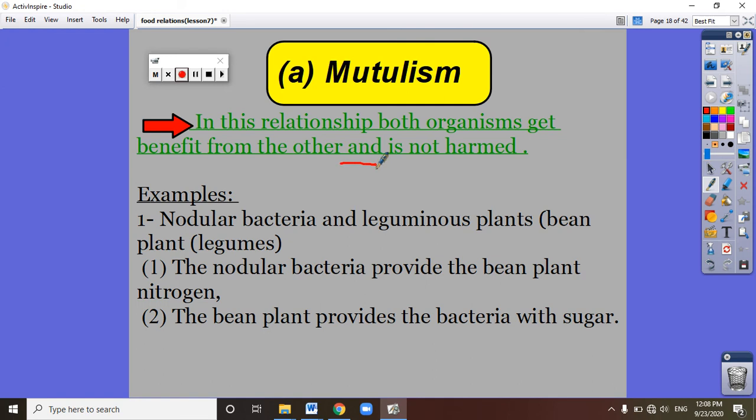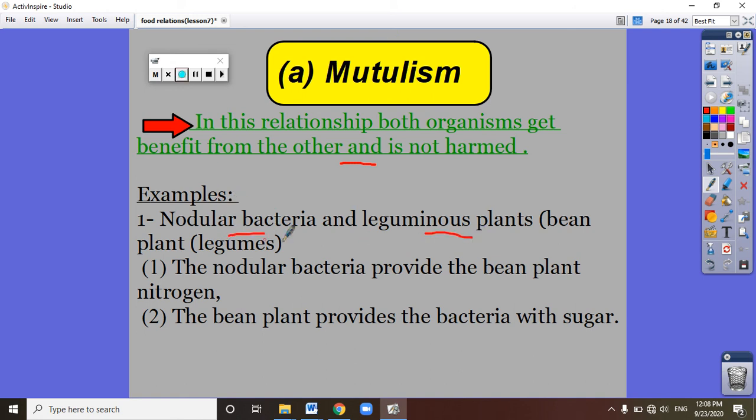What is the meaning of that? That means that the two living organisms, one of them gives the other something and the other gives the first something. The two of them get benefit from each other. The example that we have in mutualism is the nodular bacteria and the leguminous plant.